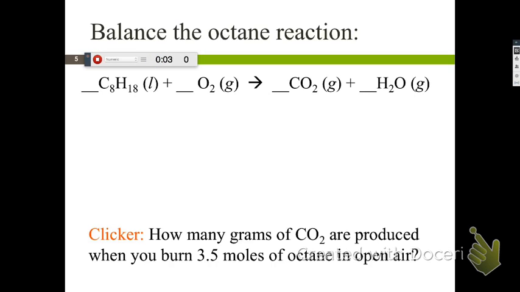All right. You guys ready to talk through this one? Get moving. Let's talk about the balancing first. Let's make sure we're all on the same page with balancing. Can I have a volunteer for the balanced equation? Go ahead, Mohammed.